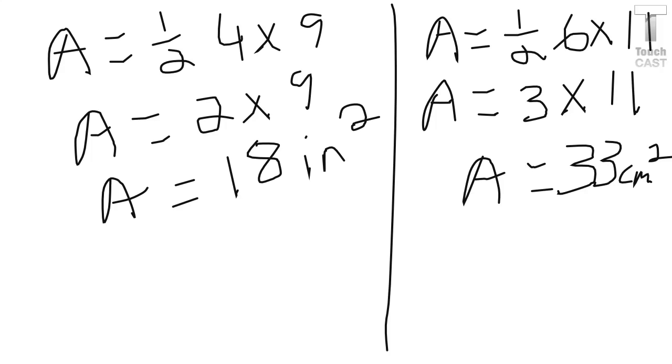The next one is 1/2 of 6 times 11. So 1/2 of 6 is 3, times 11. Bring that down, and that gives you 33 centimeters squared. Again, you can do the same thing here and go 6 times 11 is 66, and then multiply that by 1/2, and you still end up with 33. Either way is okay. Whichever way is easier for you.